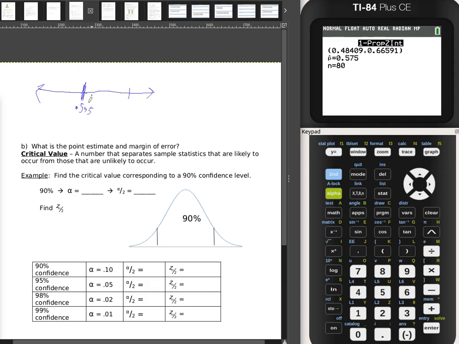And then our confidence interval goes from 0.484 up until 0.666. And so the margin of error is just the difference on either side, the difference between the point estimate and this bound, or else the difference between the point estimate and this bound. And so we can just subtract one of those. The margin of error, which I would just write as capital E, is just that difference, like 0.575. And you can check, it will be the same on both sides. It doesn't matter which ones you subtract.